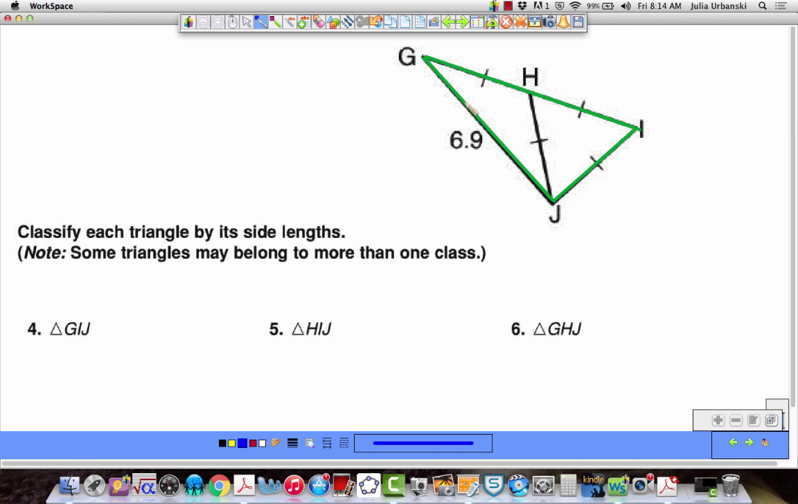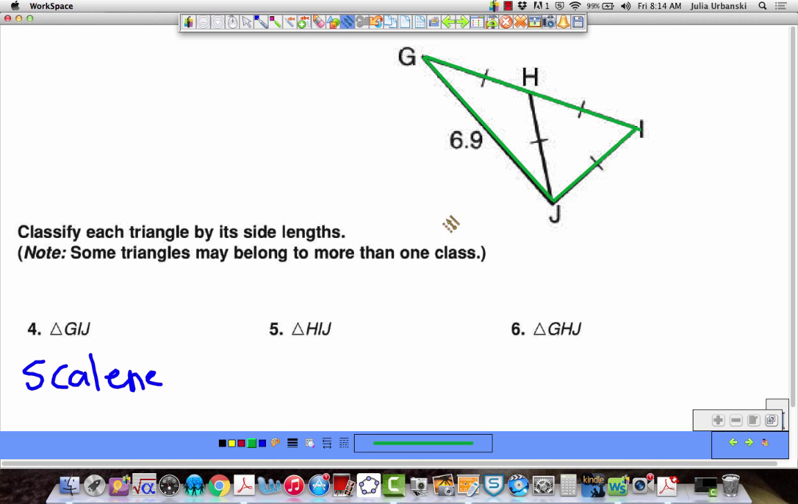Are any of those the same? No, we don't know what this mark means except that it matches this one. So that one's scalene. None of those sides match. Whatever this is, this one is two of those. That's twice as long. And this one is not equal to any of them.